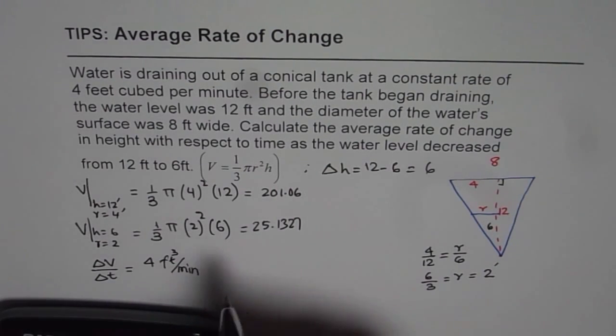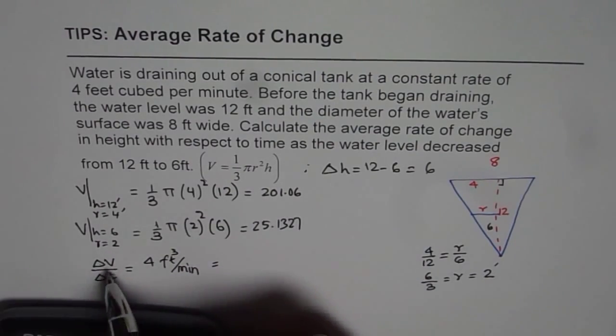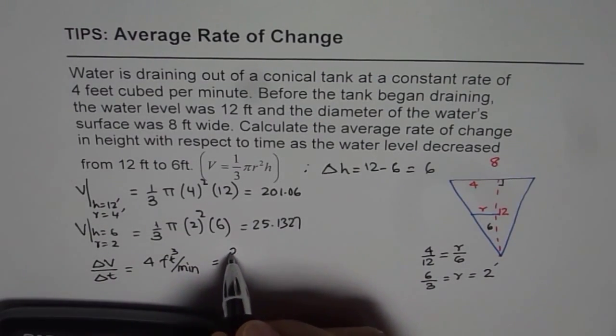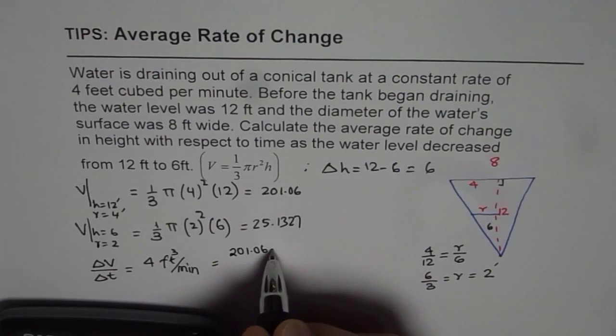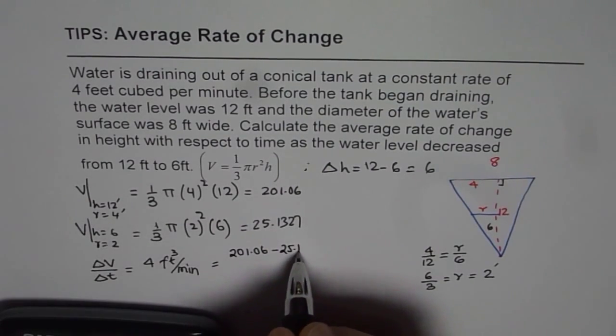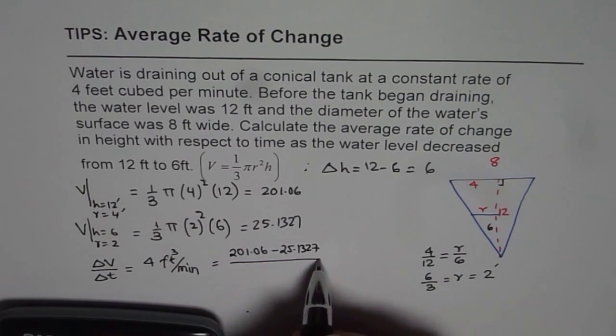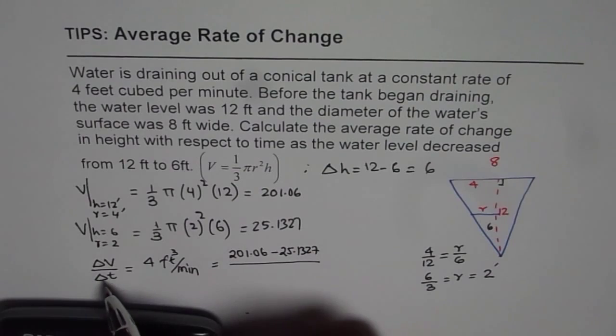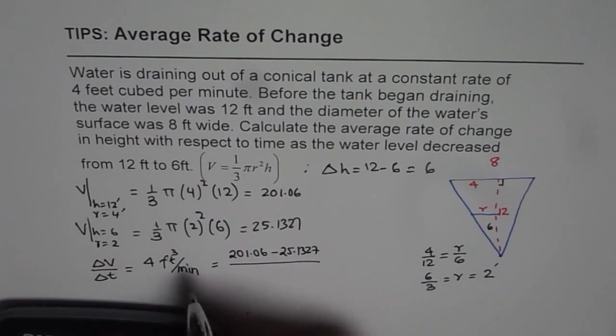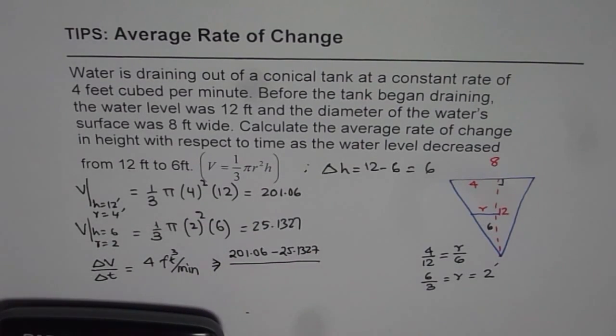And to find change in volume, we can say change in volume is the difference of these two, right? So let's calculate delta V, which is 201.06 minus 25.1327. That is change in volume, right? So from this change in volume, we can find change in time by dividing by 4, correct? So let's find this difference.